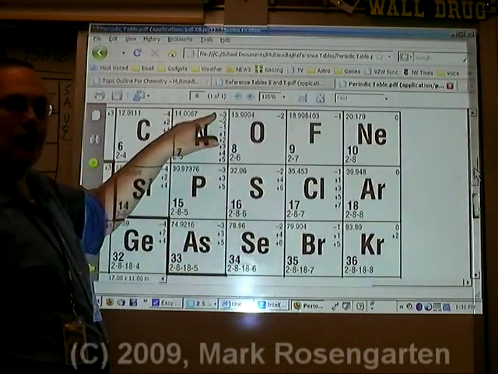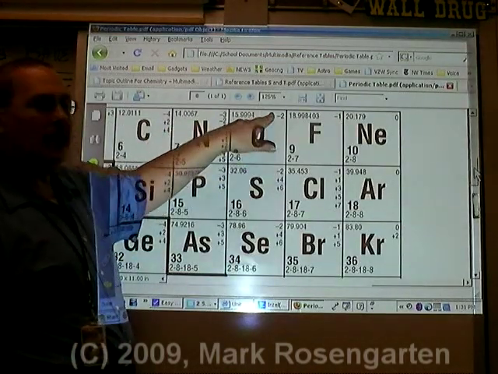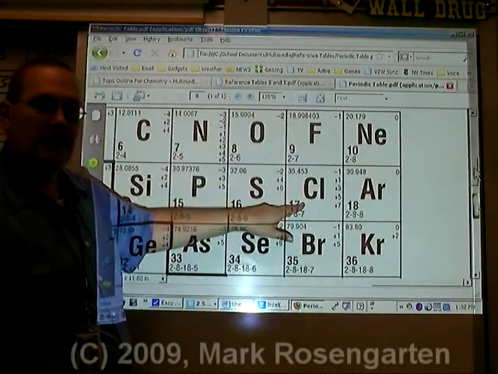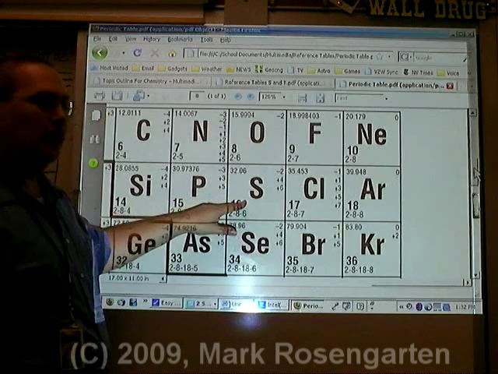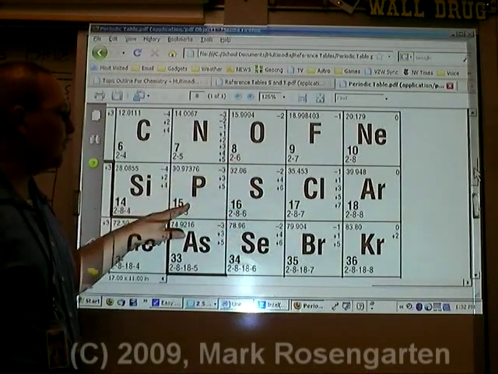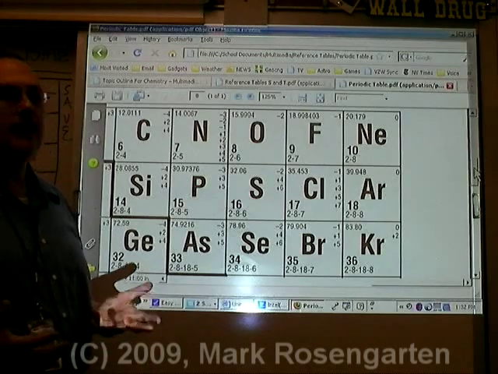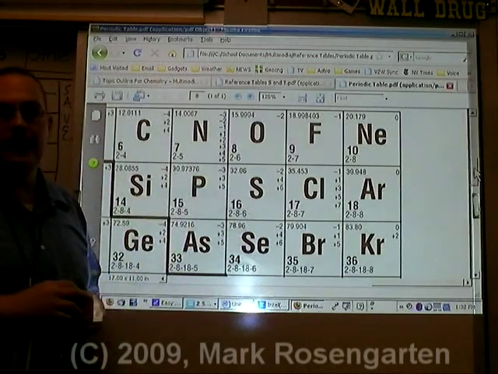Nitrogen becomes nitride. Oxygen becomes oxide. Fluorine becomes fluoride. Chlorine becomes chloride. Sulfur becomes sulfide. Phosphorus becomes phosphide. And that is how you name nonmetal negative ions.